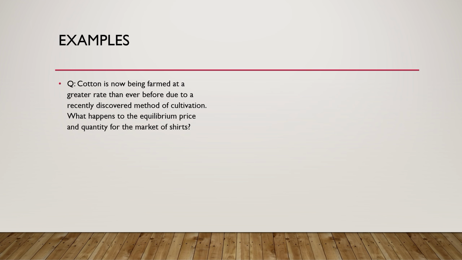Moving on to another example, cotton is now being farmed at a greater rate than ever before due to a recently discovered method of cultivation. What happens to the equilibrium price and quantity for the market of shirts? In this example, we see that cotton has experienced an increase in production due to innovations in farming. We can assume that either the price for cotton falls or the quantity supplied of cotton has increased. In both cases, we see the supply curve shift to the right. In doing so, we can see the new equilibrium has a lower price but higher quantity than the original equilibrium.